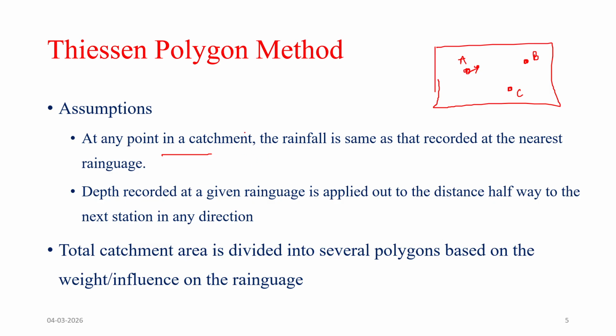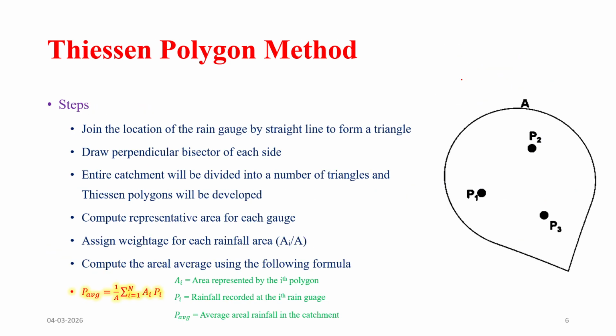So, suppose this is the distance between A and B. The influence area of each rain gauge extends exactly halfway of the distance between two nearest rain gauge stations. In this practice, the whole catchment is divided into several polygons, and each polygon belongs to one rain gauge.